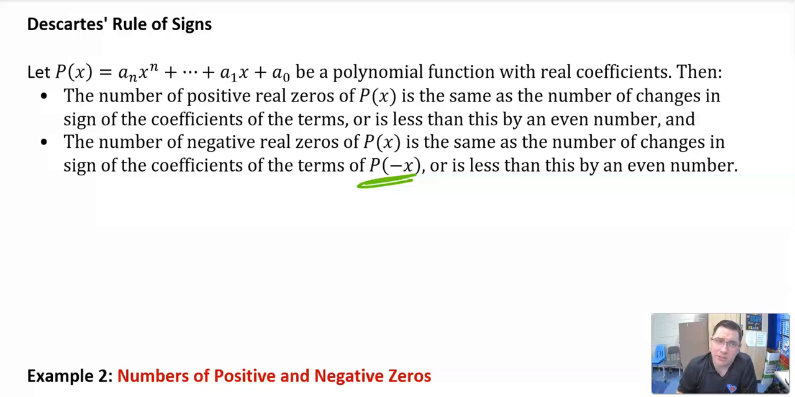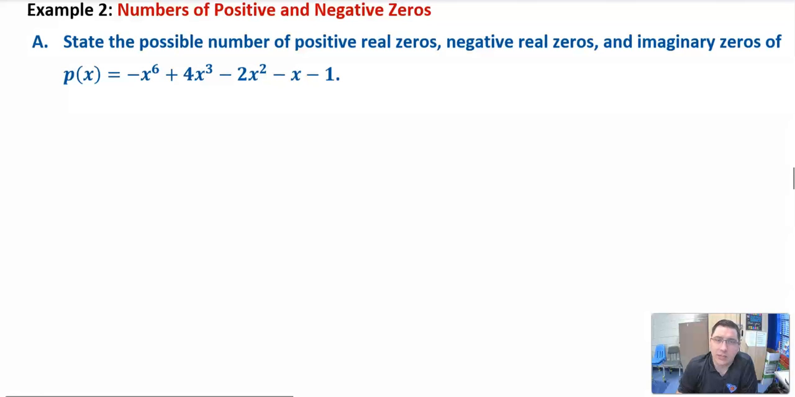So let's see what that looks like in example 2. State the possible number of positive real zeros, negative real zeros, and imaginary zeros of p of x is equal to negative x to the 6th plus 4x to the 3rd minus 2x squared minus x minus 1. So the first part of Descartes' rule of signs is I look at the sign changes. And so when I go from the negative x to the 6th, that's my first sign. So we look to the next sign. It went from negative to positive.